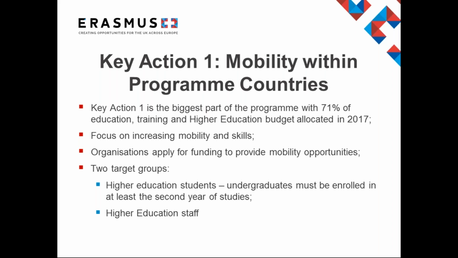Under Key Action 1, organisations can apply for funding to run mobility projects. These projects enable organisations to offer structured study, work experience, job shadowing, training and teaching opportunities to staff and students, and the higher education strand of funding focuses on higher education staff and students. For more information about Key Action 1 in the field of higher education, please refer to pages 32 to 48 of the 2018 programme guide, a link to which should be available under the video.